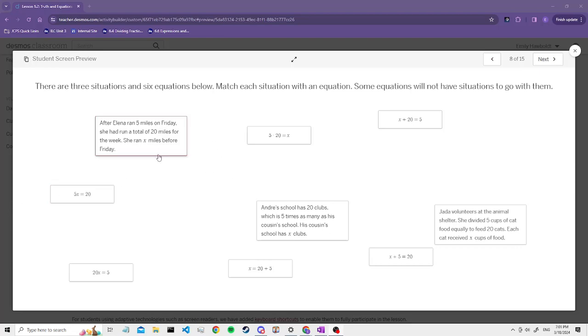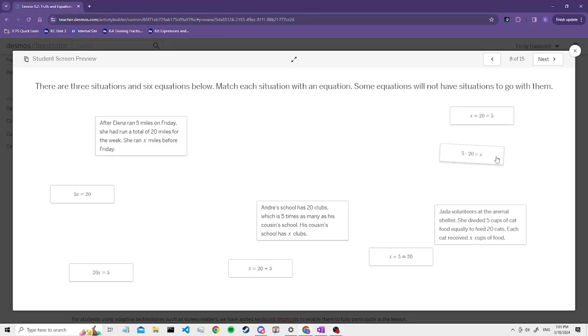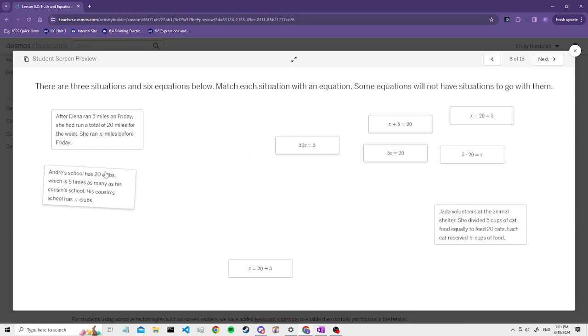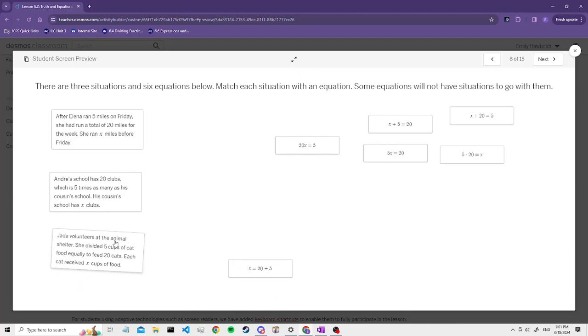So what I'm going to do is, there are 3 situations and 6 equations below. Match each situation with an equation. Some equations will not have situations to go with them. So first I'm just going to sort these into situations and equations. So maybe you can try the same thing. I'll put my situations on the left, and I'll put my equations on the right. But you can do whatever works best for you.